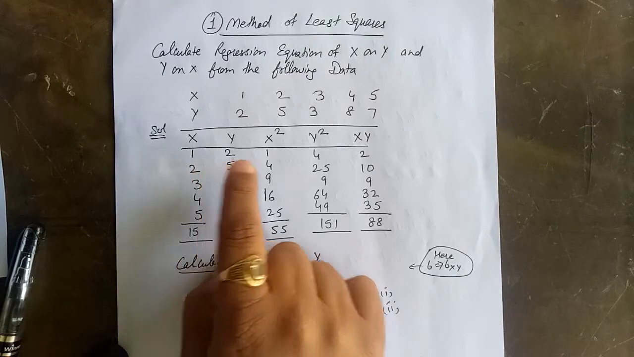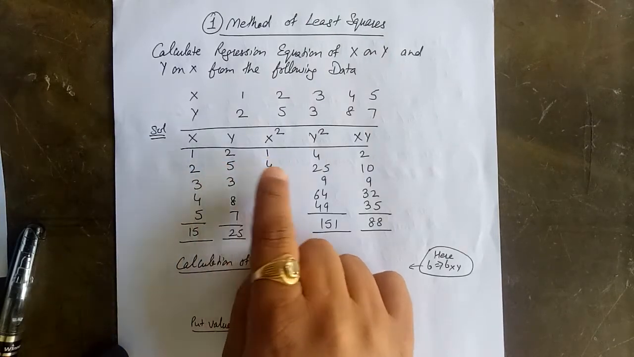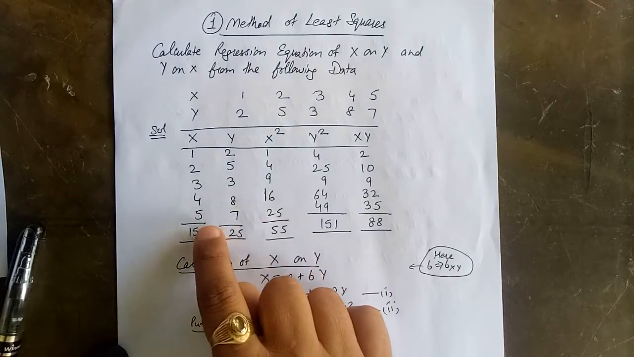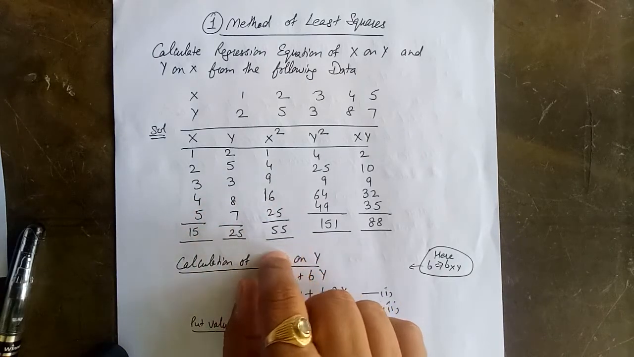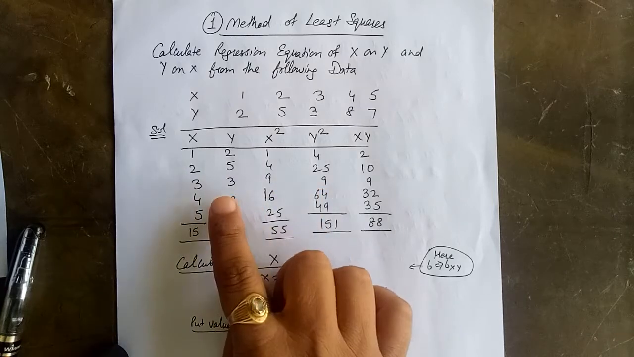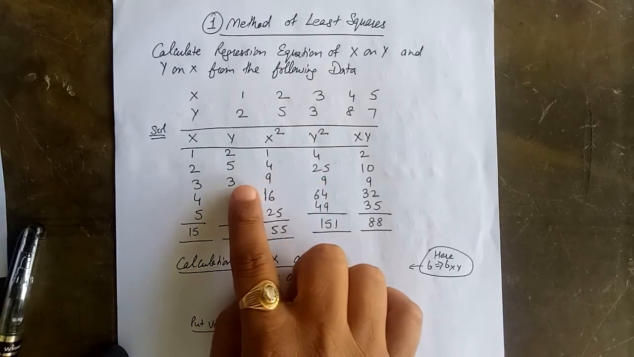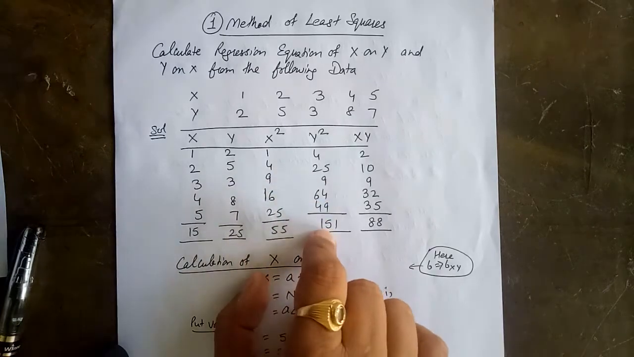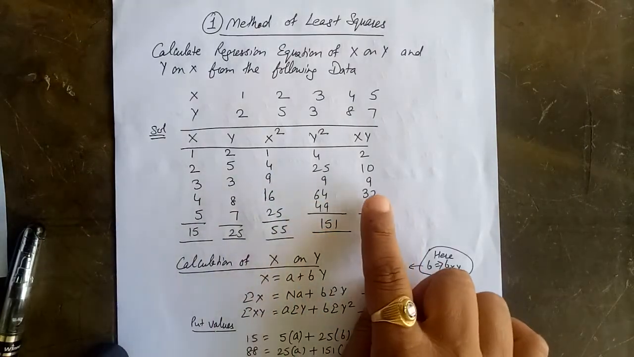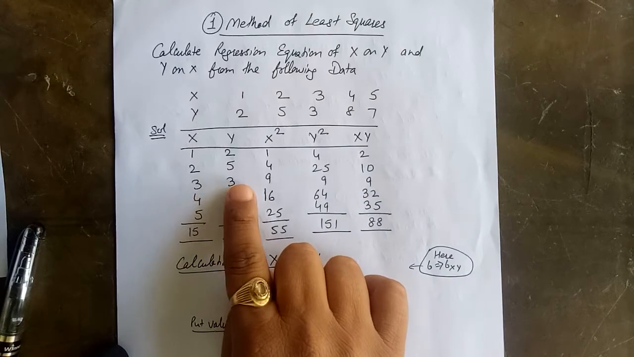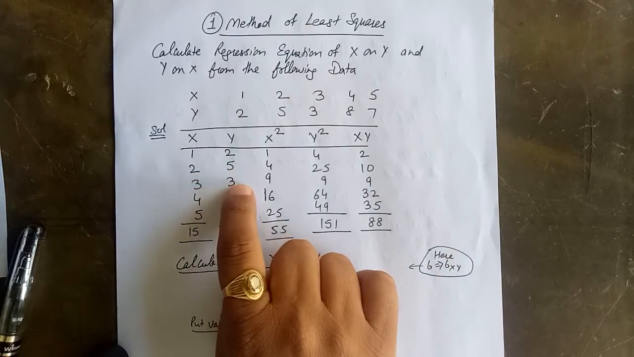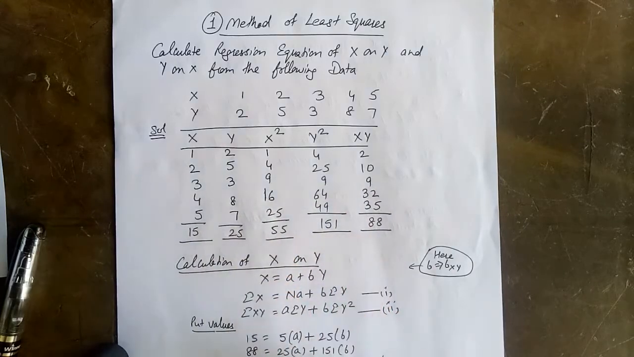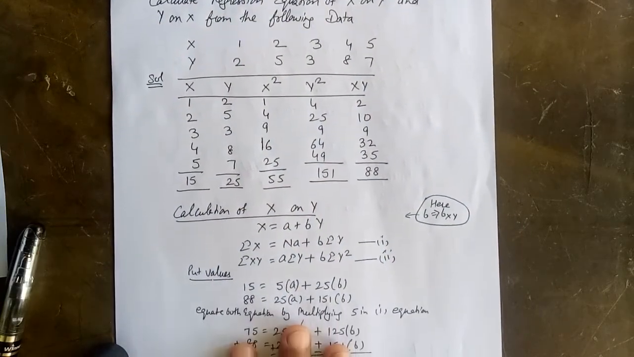Now square it. x square will be 1 square 1, 2 square 4, 3 square 9, 4 square 16, 5 square 25, and so on. That is a total of 55. Y square we have 2 square 4, 5 square 25, 3 square 9, and like that we have calculated 151. Xy, so x into y: 1 into 2, 2 into 5 is 10, 3 into 3 is 9, and so on, we have 88. So how will we calculate?